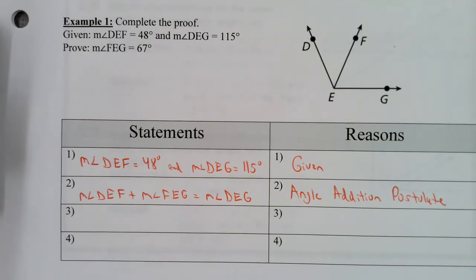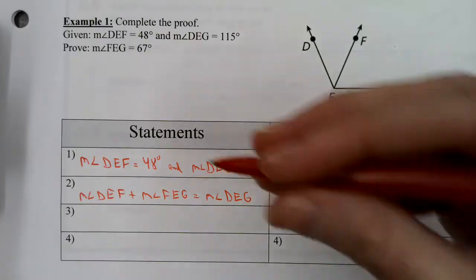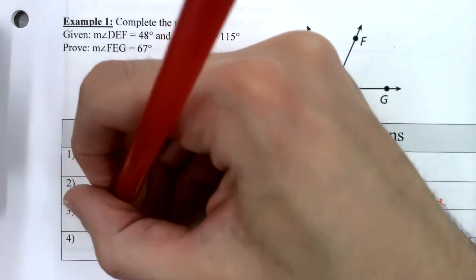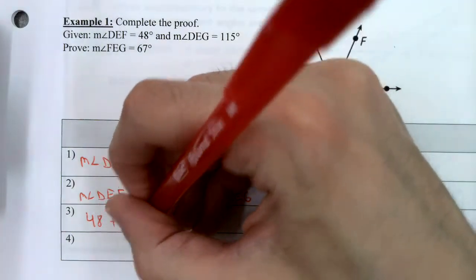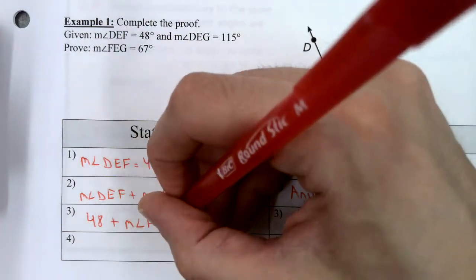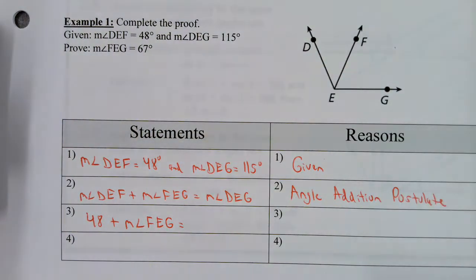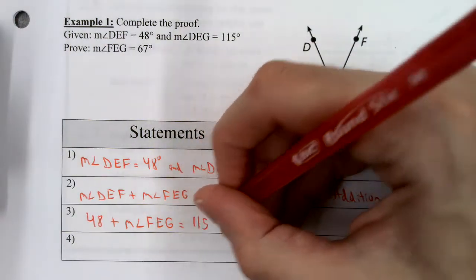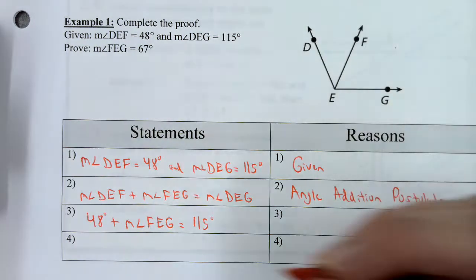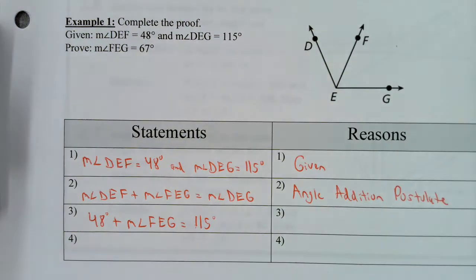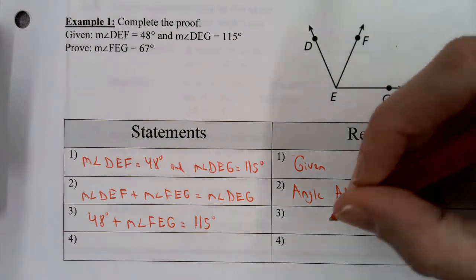Okay, now the next step, I'm going to substitute. I'm going to say, instead of the measure of angle DEF, I'm going to say 48 plus the measure of angle FEG. We don't know that, so plus the measure of angle FEG equals the measure of angle DEG, which is 115. You can put the degree symbols. If you forget them, it's okay. And again, that's called the substitution property.